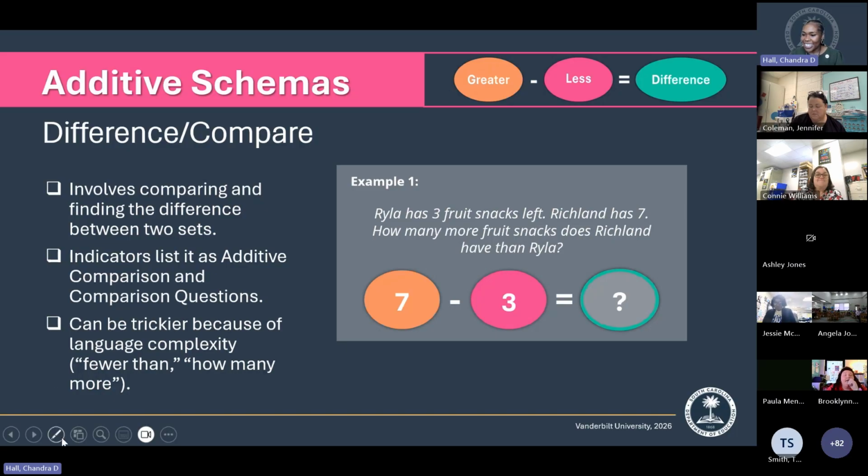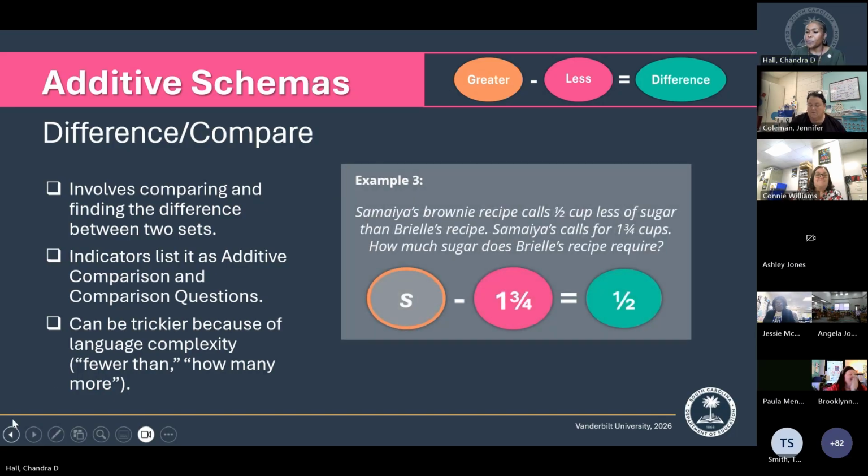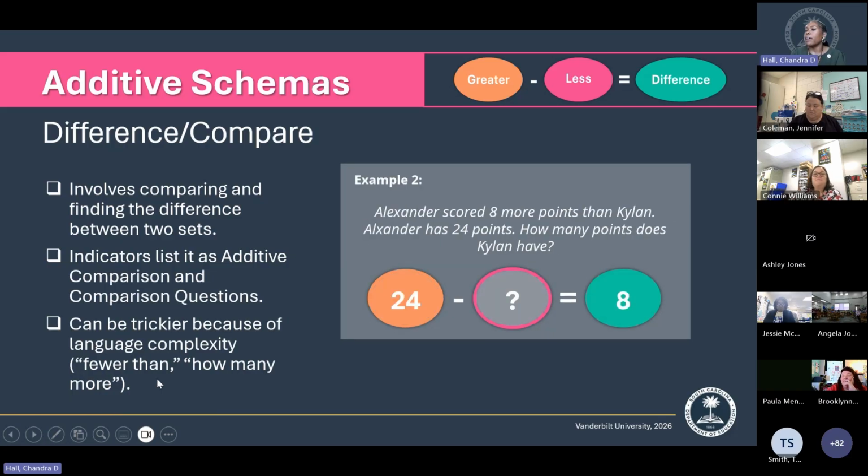All right, let's look at the next one. Oh, it skipped 3. Okay. Example 2, Alexander scored 8 more points than Kylan. Alexander has 24 points. How many points does Kylan have? Okay. All right, here we're given the greater amount and we're given the difference. So what are students trying to find in this problem?